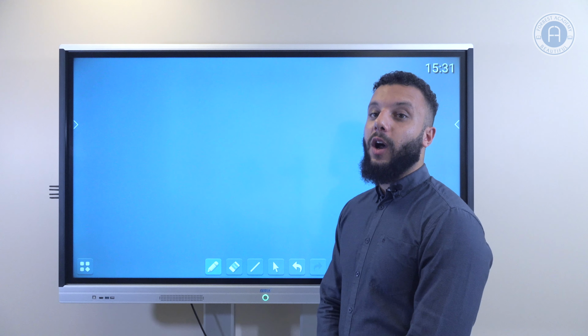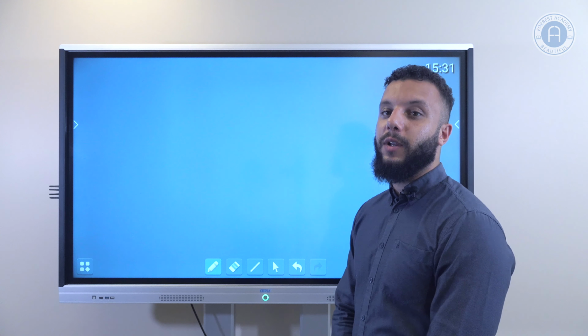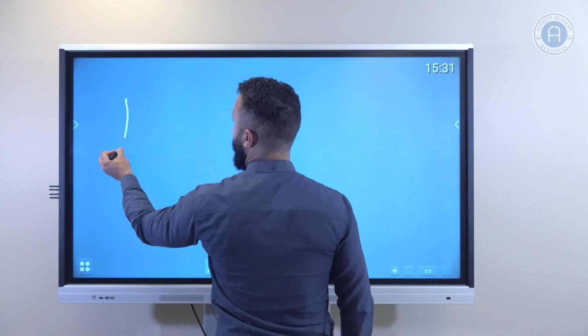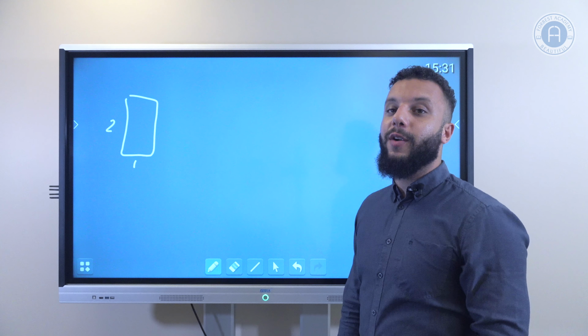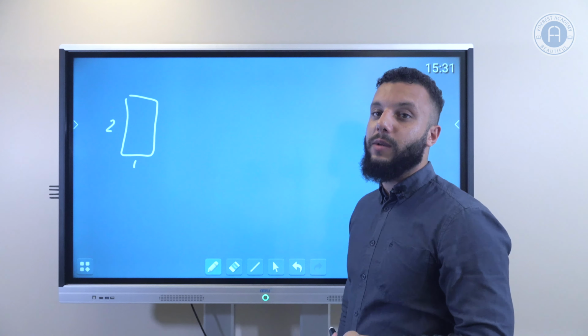So to answer this question, I'm going to show you an example. I'm going to draw a rectangle and I'm going to label one of the sides 1 and one of the sides 2. Now to find the area of this rectangle, all we do is times the base by the height, 1 times 2, to get 2.